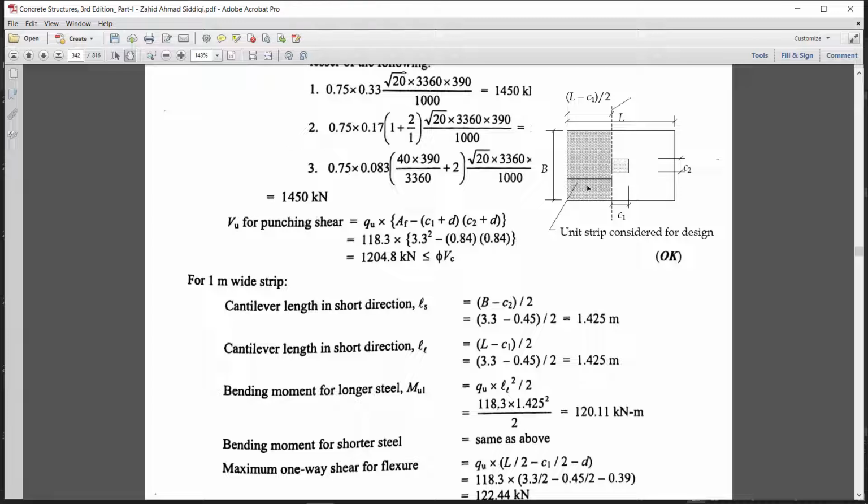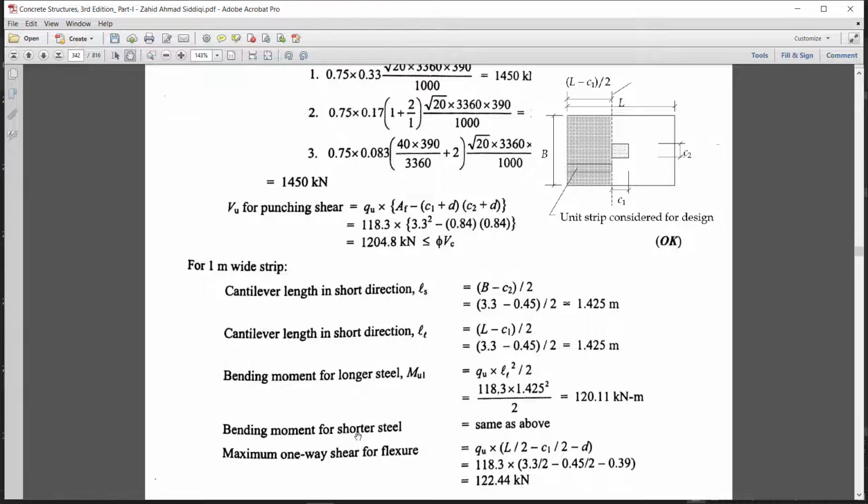Our lengths are the same, so I will calculate in the long direction. Because I have taken the picture in the long direction, L minus C1 by 2 gives you this length. For the calculation of moment, omega L square by 2, where omega is 118.3, the pressure you have calculated, and L is 1.425. For a cantilever slab, omega L square by 2 gives 120.11 kilonewton meter for a 1 meter strip. Since this is a square footing, the bending moment in short and long direction will be the same, 120.11 kilonewton meter.